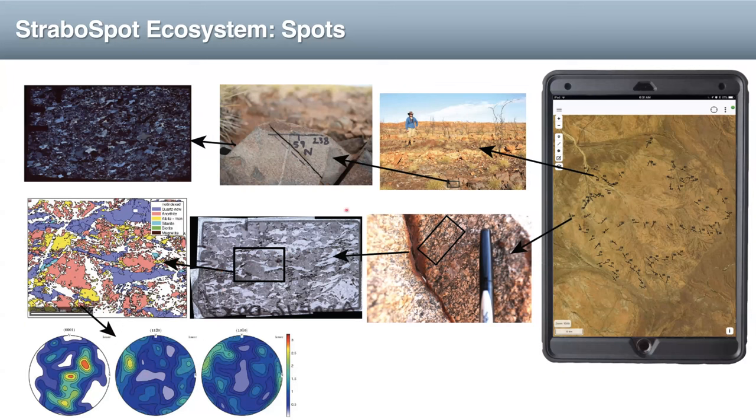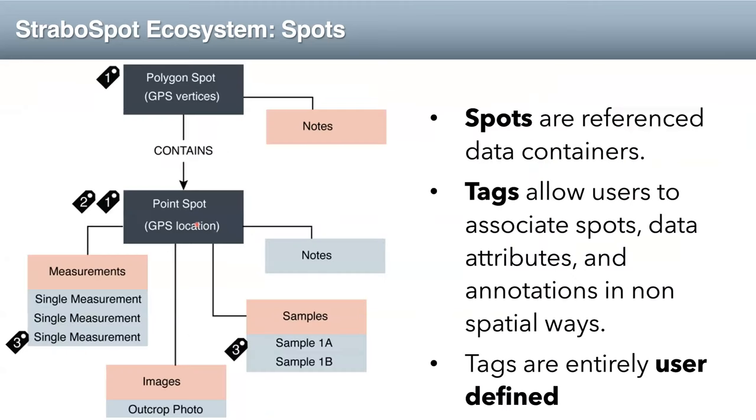So the idea is that we have these things we call spots, and spots are just a point of information that has some sort of physical scale associated with it. This spot right here has a measurement in the field, a sample, et cetera. This spot down in the middle part here, again, we follow through with the thin section, et cetera. So the fundamental part of this is the spot concept, that you have a point with information. Spots are reference data that contain other things. So it could be a polygon, point, or line. You can have spots within spots.